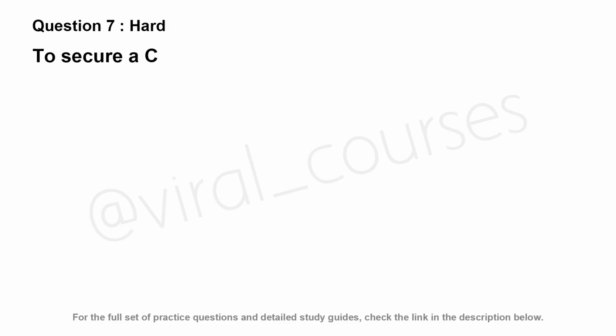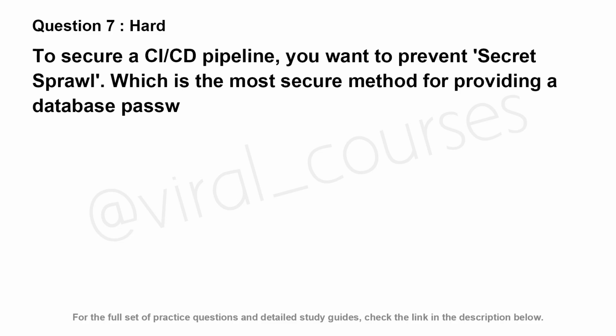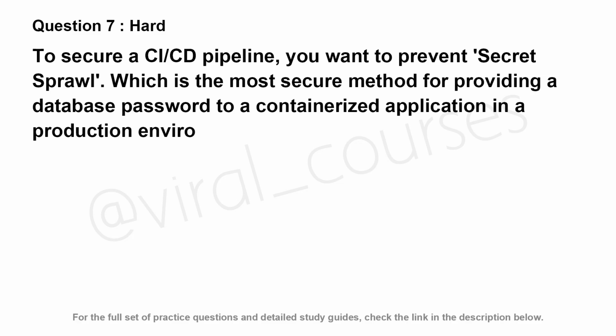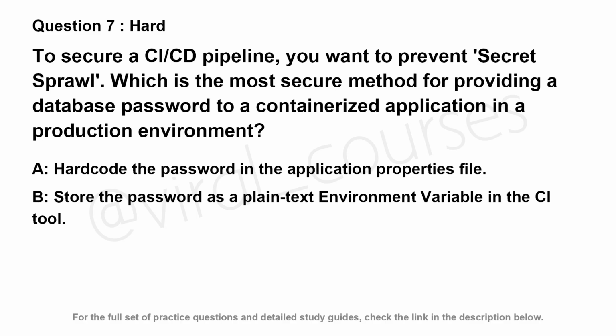To secure a CI/CD pipeline, you want to prevent secret sprawl. Which is the most secure method for providing a database password to a containerized application in a production environment? Option A. Hardcode the password in the application properties file. Option B. Store the password as a plain text environment variable in the CI tool.